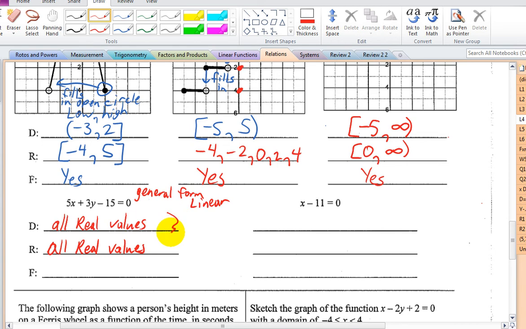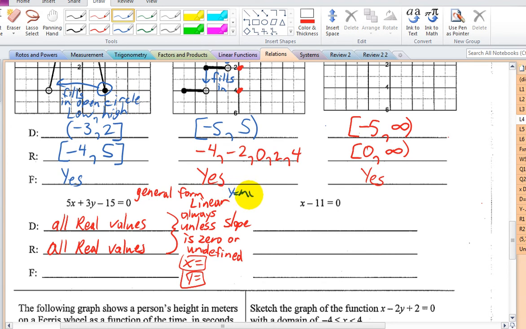And this is always the case unless the slope is 0 or undefined. So it's something you're going to have to memorize. It's always the case. Always. Unless the slope is 0 or undefined. So unless it's like an x equals equation or a y equals equation. Because you can always turn this into y equals mx plus b.